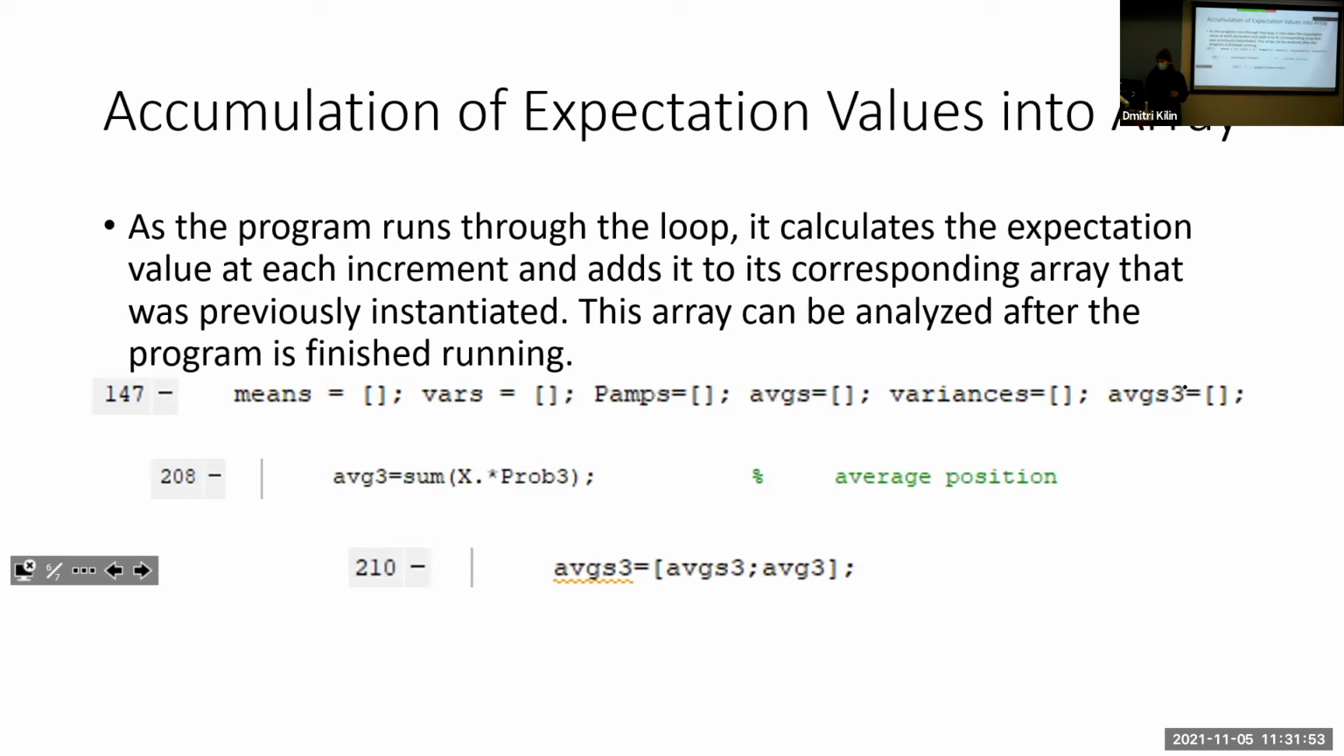And maybe I should have talked about this earlier, but accumulating the expectation values into an array, as it's going through this loop, it calculates an expectation value at that specific time, and it puts it into an array at each increment. And as it loops, it does this for every expectation value, whatever you set it to. I think it was 200. And at the end, you can use that array, you can analyze it.